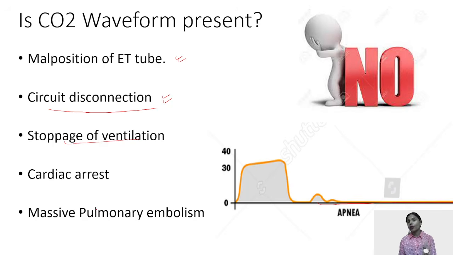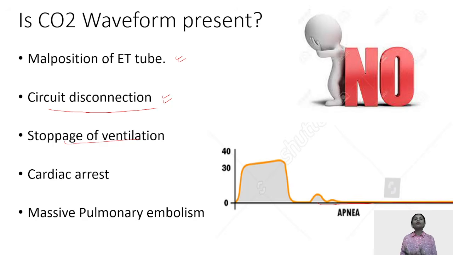Please remember one thing. What I am talking about is sudden disappearance of the EtCO2 wave. The whole EtCO2 wave has disappeared and no graphs are coming. That can happen only in cases of something quite massive. For example, the whole circuit has got disconnected, the ventilator has stopped, the patient has undergone a cardiac arrest, or lastly, a massive pulmonary embolism because of which there is no exchange of gases. The pulmonary capillaries are all blocked and we have no exchange, only dead space that is left.